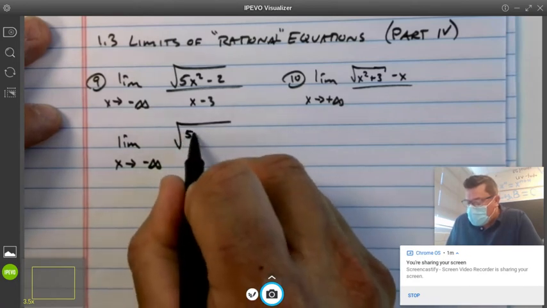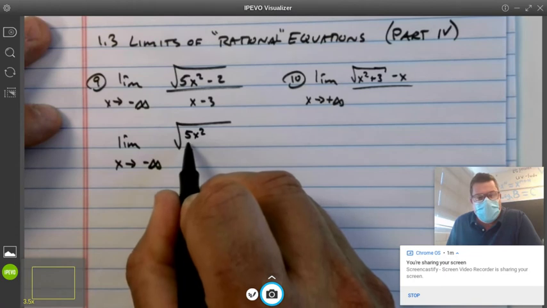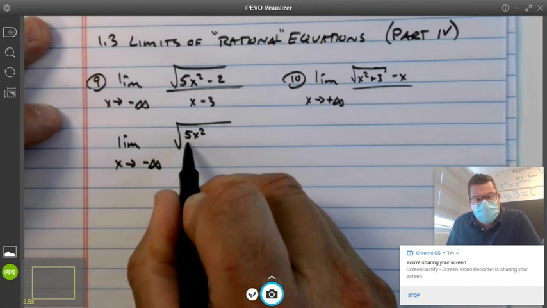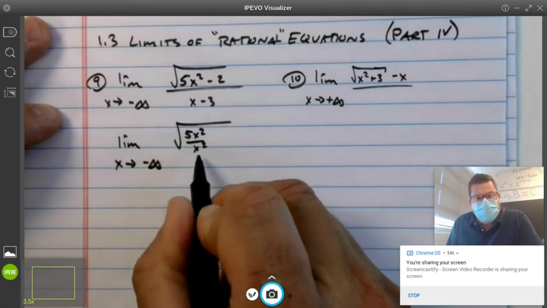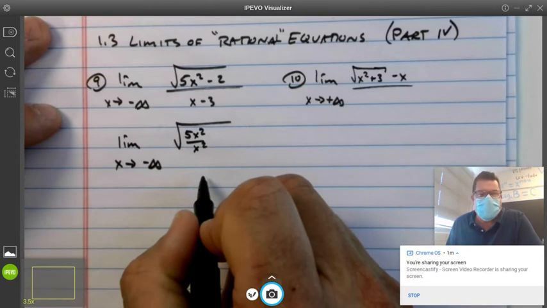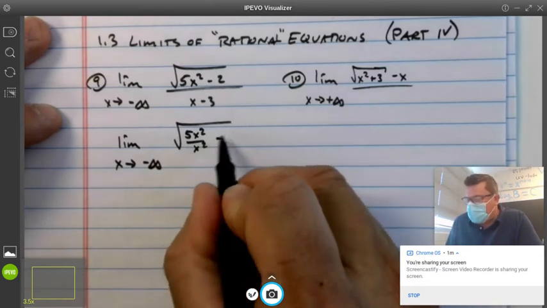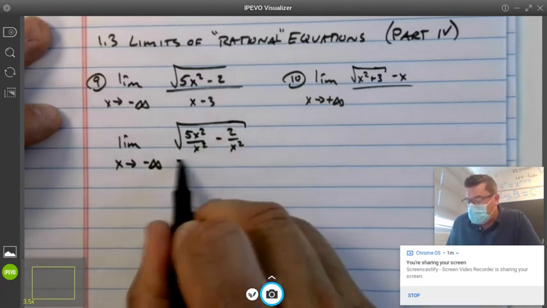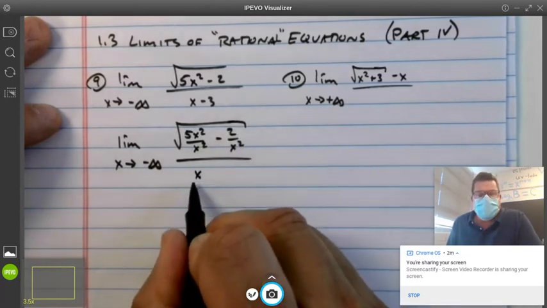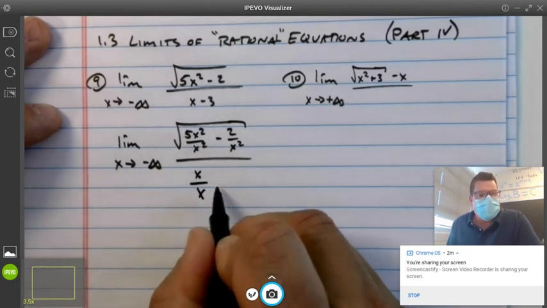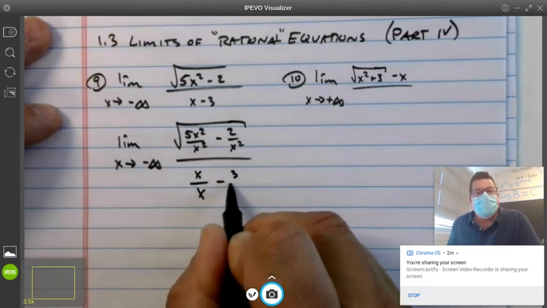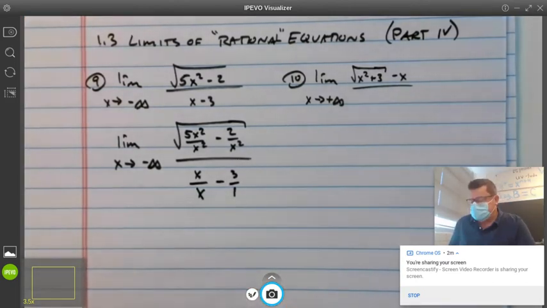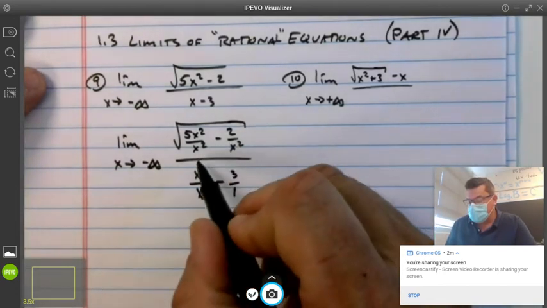We're going to divide 5x squared by the highest power of x, which is x. But since this is trapped underneath the square root, we divide it by x squared, and it's under the square root, and the square root of x squared is x. We divide the 2 by the square root of x squared. All over, we divide the x by the square root of x squared. We divide the 3 by the square root of x squared. So far, so good? Does anybody have any questions about this so far?